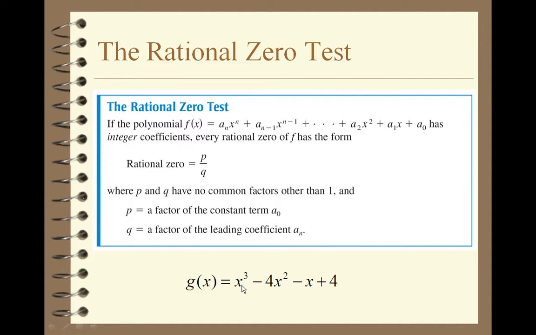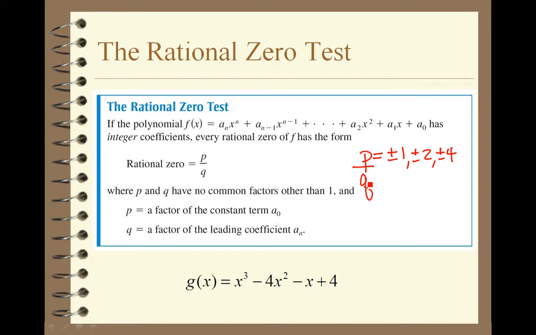g of x equals x cubed minus 4x squared minus x plus 4. Now, what do you think is the p in this situation? Again, p represents the factors of the constant term. So, in this situation, p would equal factors of 4. Okay, so plus or minus factors of 4. What are the factors of 4? Plus or minus 1, plus or minus 2, plus or minus 4.